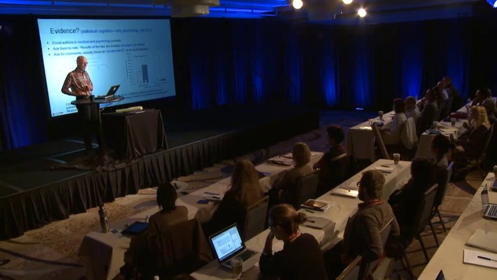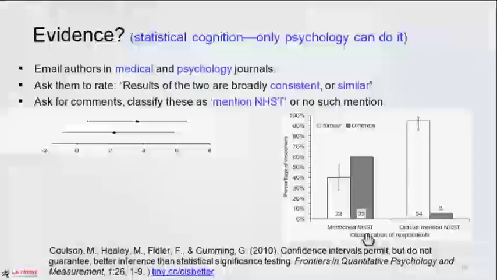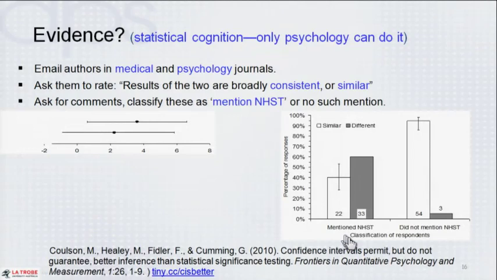And the interesting thing was that about half the respondents invoked statistical significance testing in their explanations. And so they would say things like, well, one's significant, one isn't. One overlaps zero, one doesn't. One rejects, one doesn't. Whereas the other half, they didn't invoke significance testing.